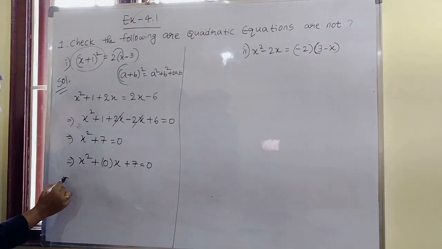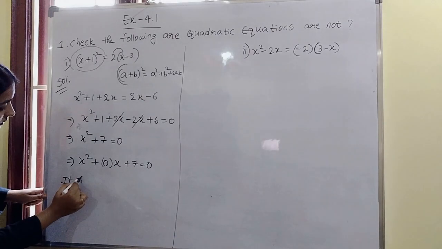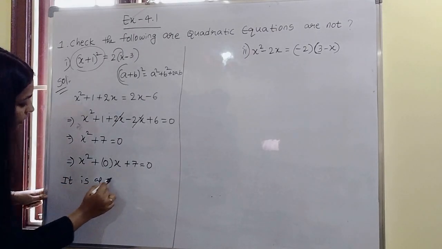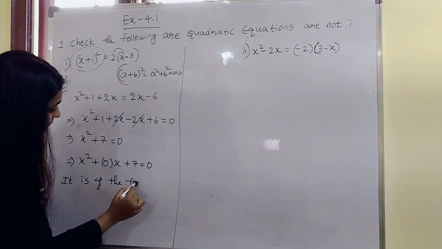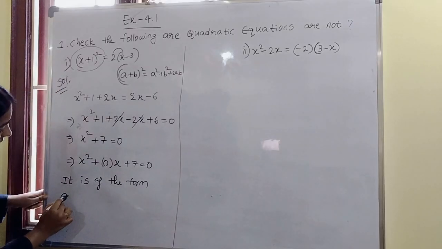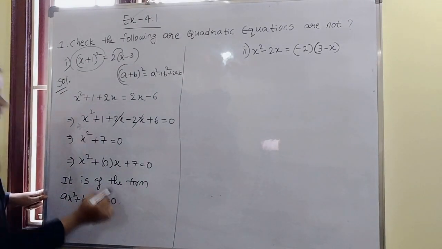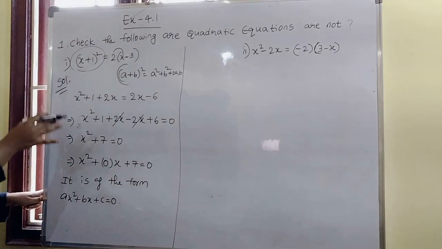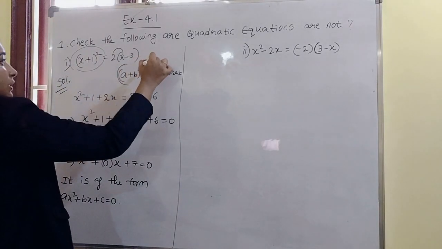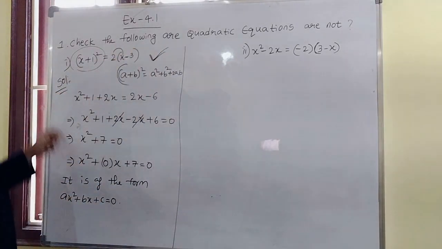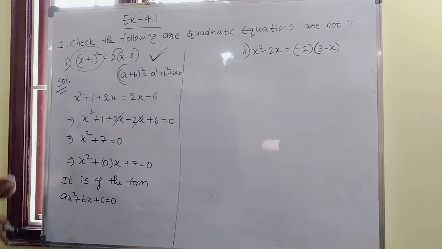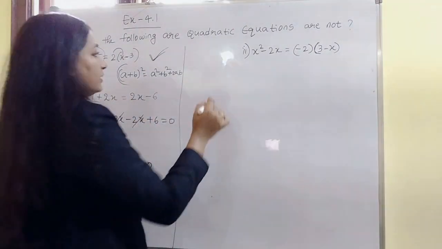Yes. So here you write the conclusion: therefore it is of the form ax square plus bx plus c is equal to 0. So therefore the given thing is a quadratic equation. Is it clear? So the first one is a quadratic equation. And let us solve the second one.